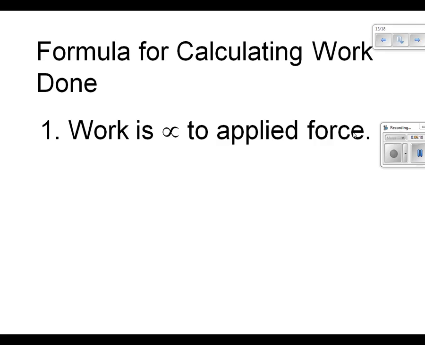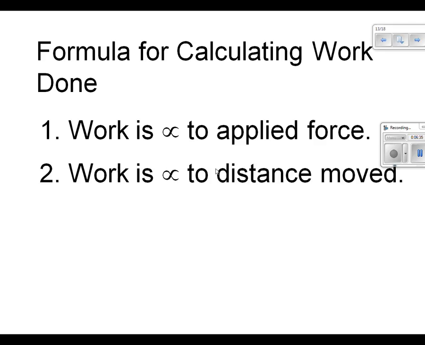So work is, what's this funny looking symbol? Anybody know? Come on. Told you before. It's the proportionality, right? Work is proportional to the force. The more force you apply, the more work you do. Proportional to. Right? Work is also proportional to the distance moved. The greater the distance, the greater the amount of work.